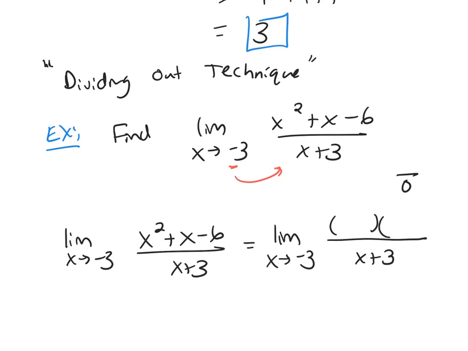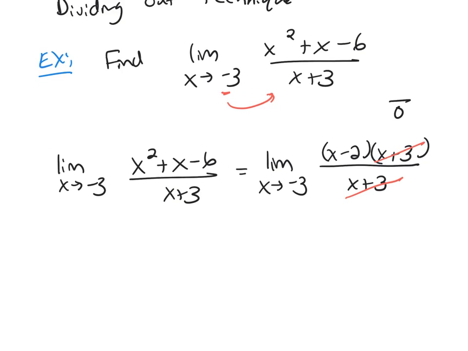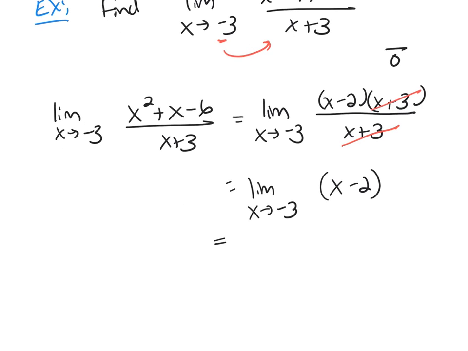and this will factor into x minus 2 and x plus 3. And now I can cancel these x plus 3's here and get the limit as x goes to -3 of x minus 2. And I have a polynomial now, so I can just plug in -3 minus 2 to get the limit of -5 here.